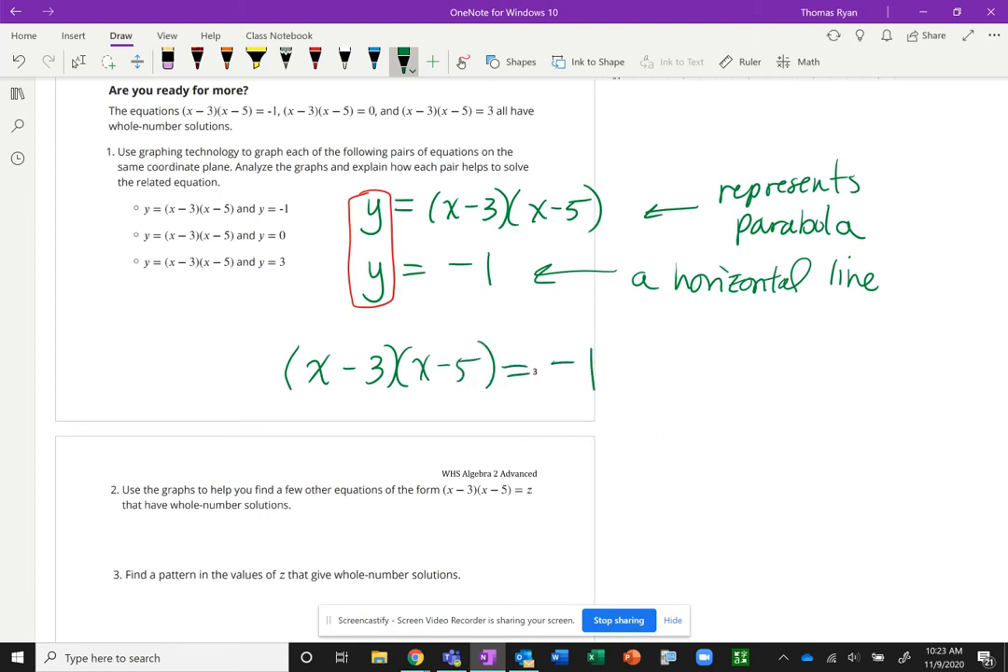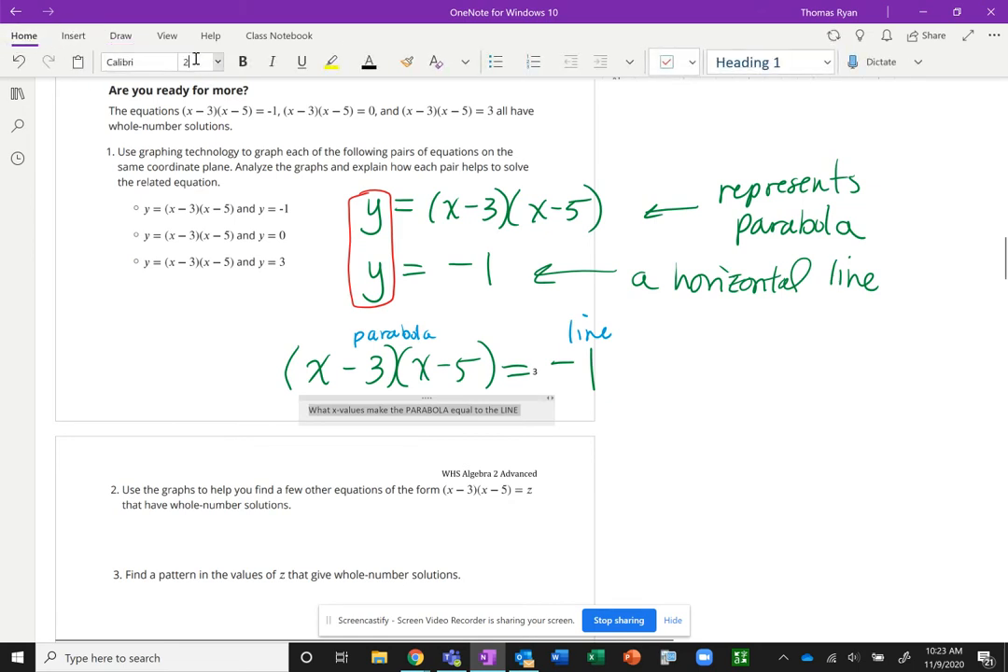And guys, it's a very simple question that we are asking ourselves, because this represents a parabola and this represents a line. And the question we are asking ourselves is, what x values make the parabola equal to the line? I mean, that's exactly what we're saying. If we were to talk this equation out verbally, we are saying what x values make the parabola equal to the line.